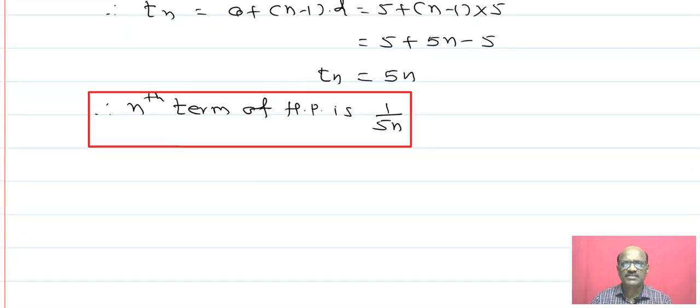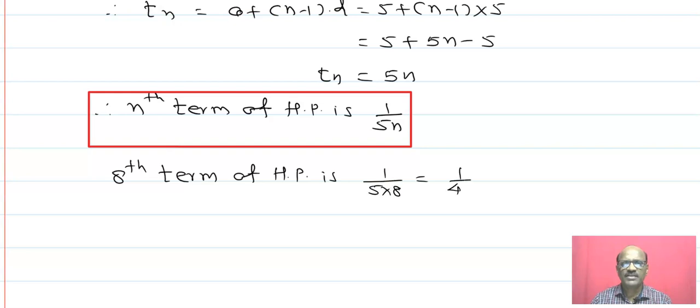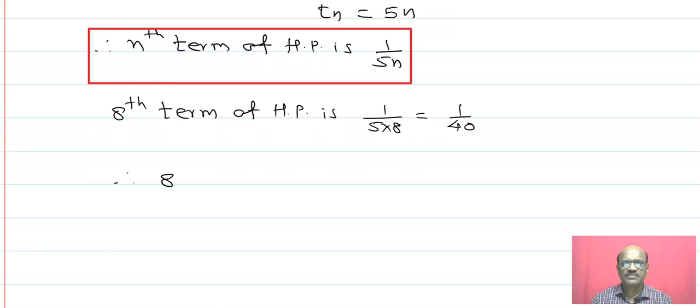Now next is the eighth term. That is n is replaced by again 8. That is 1 upon 5 into 8, that is 1 upon 40. Therefore, the eighth term of HP is 1 upon 40.